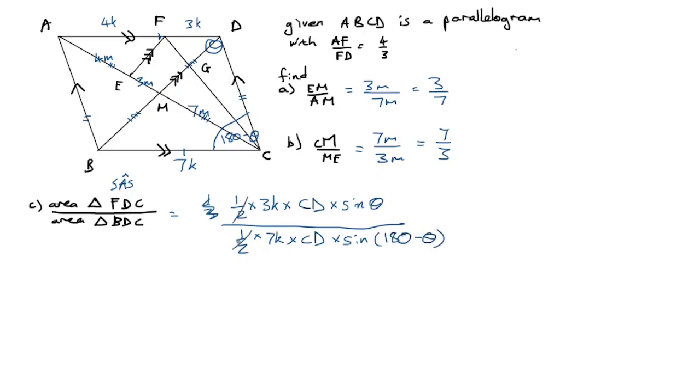The halves cancel, the K's cancel, the CD's cancel, and the reduction of sine 180 minus theta just becomes sine theta, because it's in the second quadrant where sine is positive. So on the denominator we've just got sine theta, and these cancel. Out of all of this, I'm just left with a 3 and a 7. And there's how you get a little bit of a trickier version of comparing the ratios of the areas.